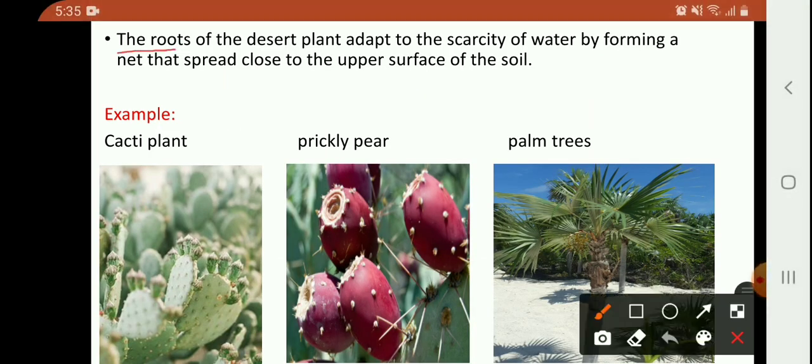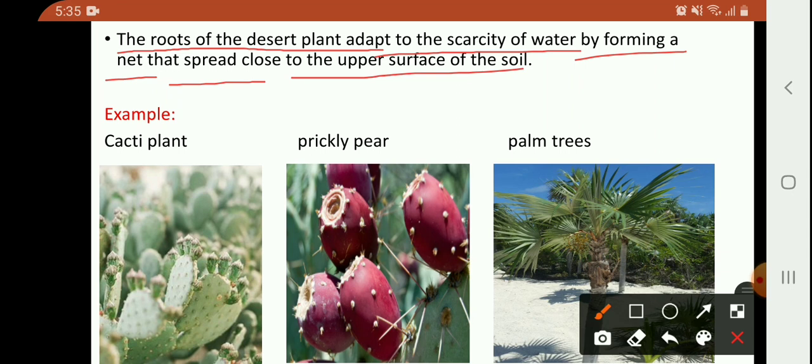The roots of the desert plant adapt to the scarcity of water by forming a net that spreads close to the upper surface of the soil. يعني الروتس بالديزرت بلانت بتتكيف مع النقص بالماء بتعمل شبكة close to the upper surface of the soil, يعني قريبة من ال upper surface للتربة.